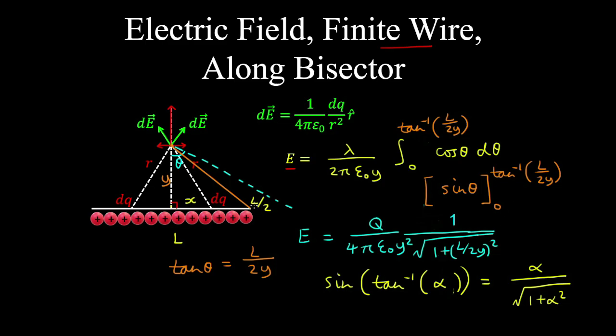So effectively, if y is much larger than the length of the wire, then this term here disappears. And the square root evaluates to 1. And we end up with the finite wire behaving like a point charge. And note that the direction of this electric field points upwards due to symmetry.